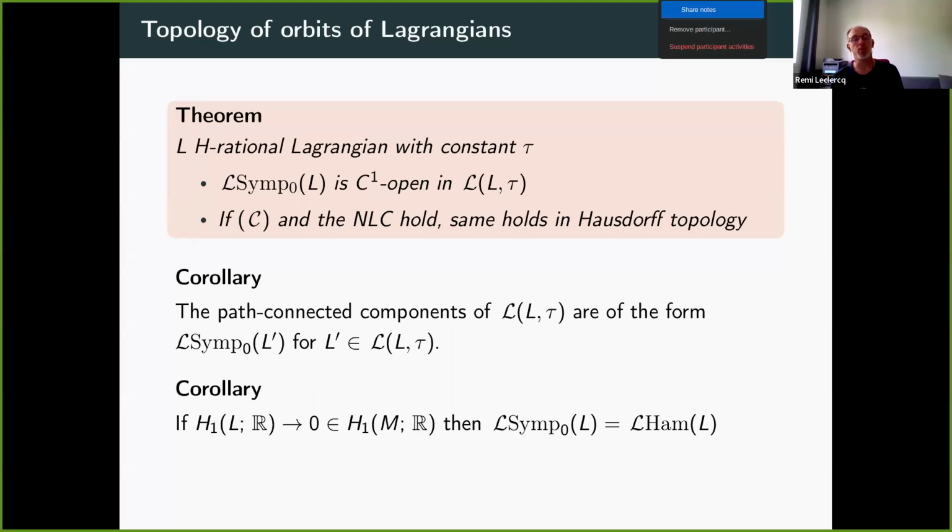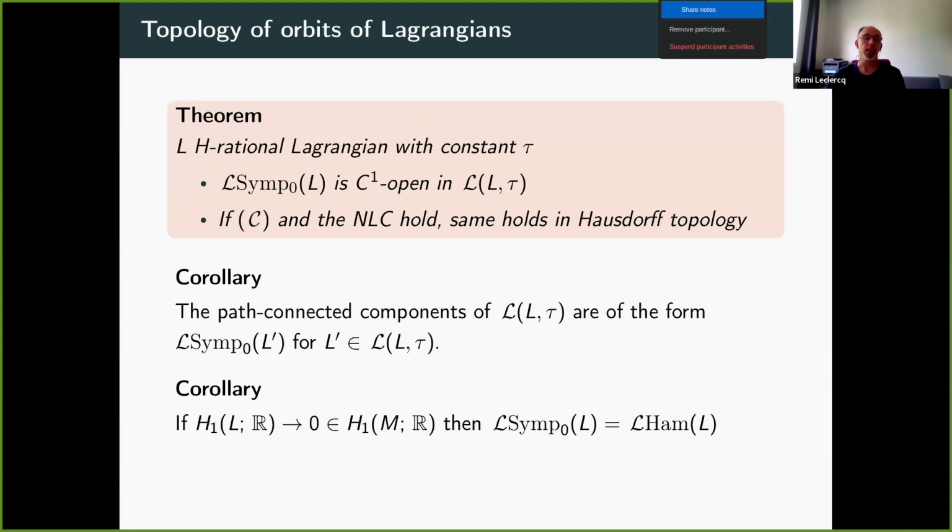Oh, and then the last corollary, which I quickly mentioned: this openness you can also prove for the Hamiltonian orbit, the theorem on top of this slide, if you assume that the inclusion of L inside M induces the zero map at the level of H1 with real coefficients. This means these are also open and closed, so actually the symplectic orbit and the Hamiltonian orbit are the same. You should think of this theorem as the Lagrangian variant of: if H1 of M is 0, then Sym0 is equal to M.